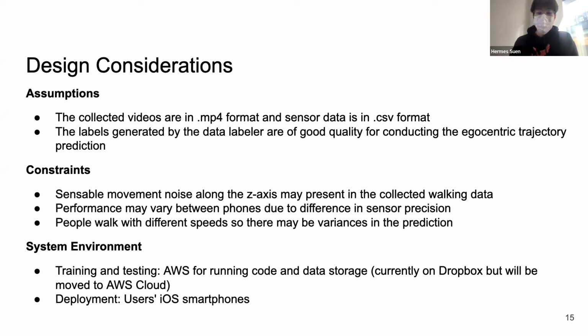In terms of constraints, there are three main constraints. The first constraint is that when we walk, the phone actually moves up and down, and that's the variance in the z-axis that we have to take into account. Secondly, different types of phones have different sensor accuracy and different camera angles, so we have to make sure that our model accounts for this. And lastly, people walk at different speeds, and this can cause a lot of variance in our prediction. We have to consider this constraint in the design consideration.